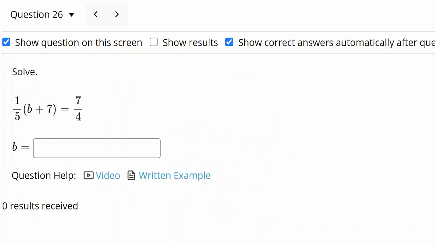Okay, and then quickly, I'll do this one. This one actually won't take too long, but when you run into it, I want to make sure you know how to handle this. So this would be 1 over 5 times (b plus 7) is equal to 7 over 4.